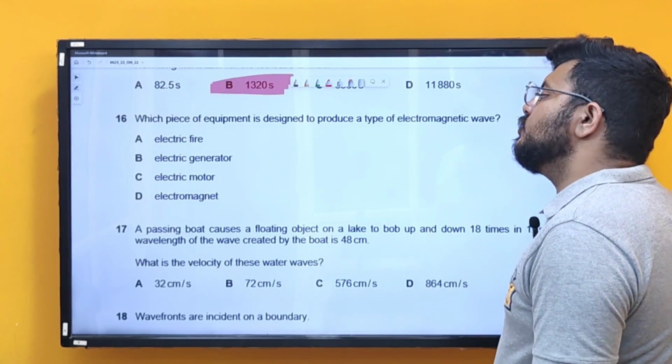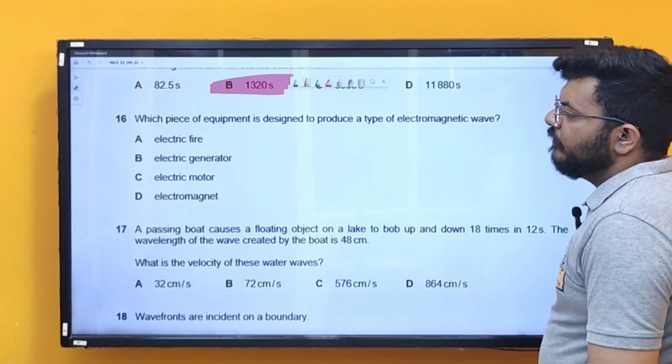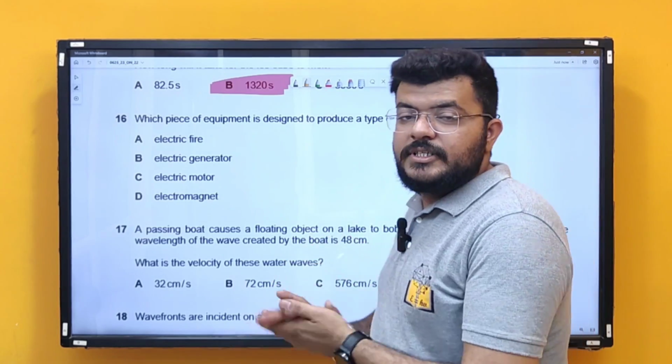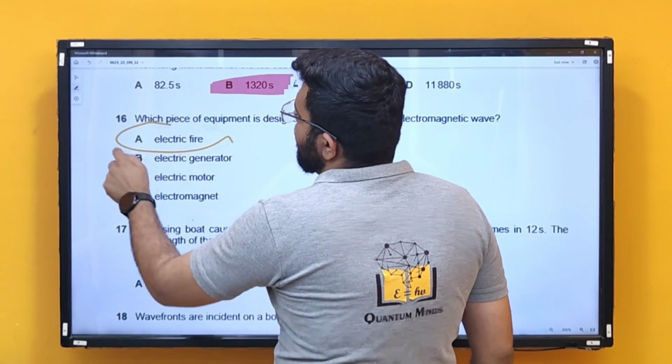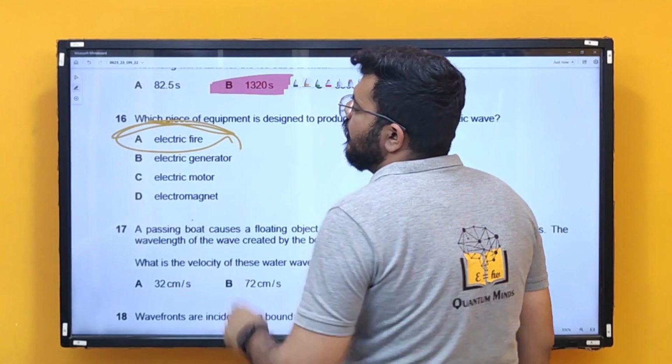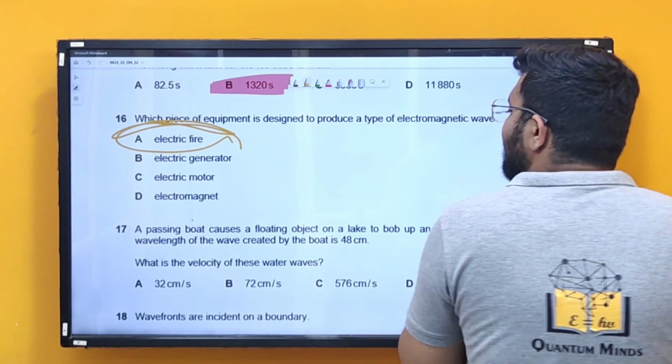Then we have, what piece of equipment is designed to produce a type of electromagnetic wave? An electric fire. It emits light. Light is a type of electromagnetic wave, and therefore option A itself is a correct answer. Okay. Then we have question number 17.